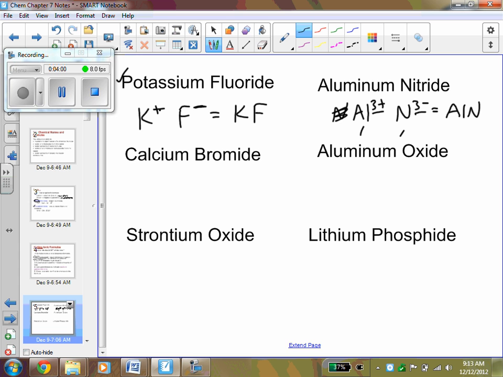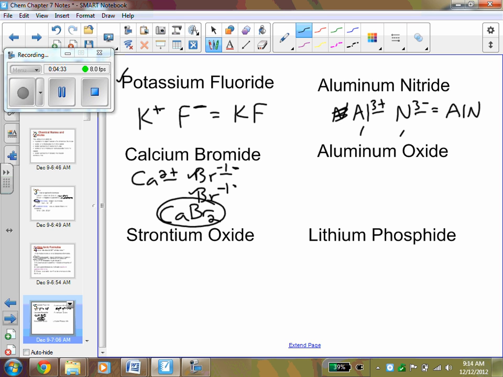Moving down here to calcium bromide, this one's a little bit different. Calcium is 2+, and bromide is 1-. I have 2 pluses here, but I only have 1- here, so I need to use another bromide. Now I have 2 pluses and collectively 2 minuses, so I have 1 Ca, and I don't need to write a subscript 1, I just assume that it's there. And then I have Br, but I used 1, 2, so I put a 2 there, and there's my final answer.